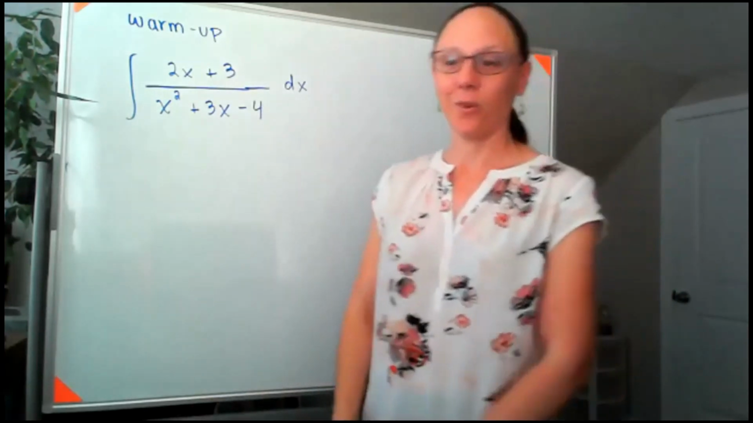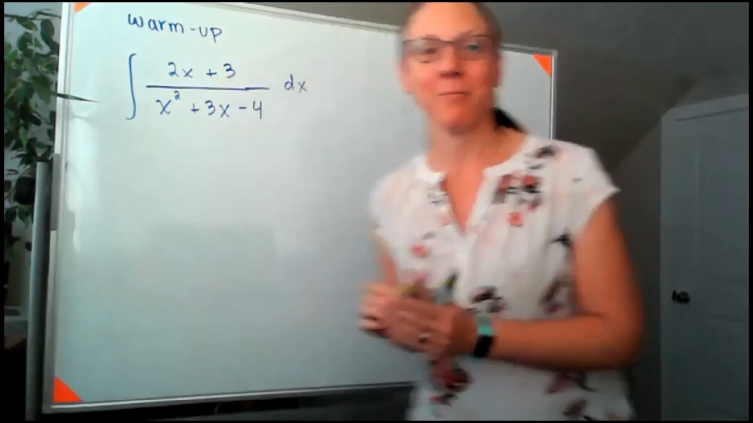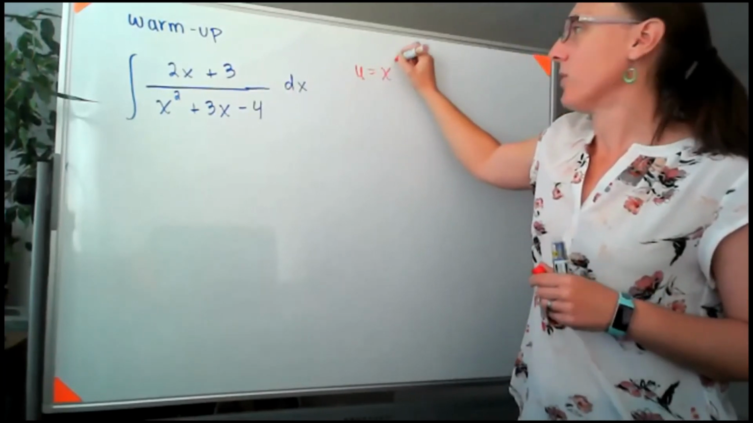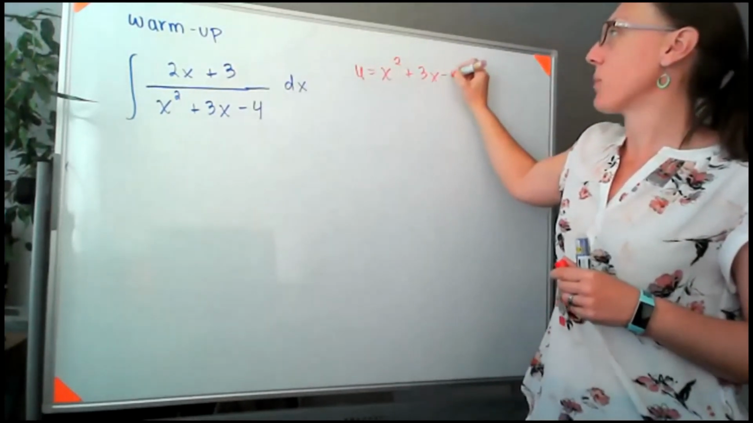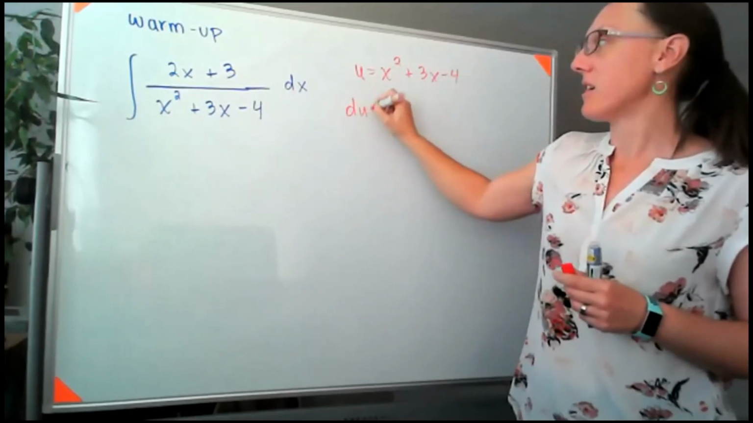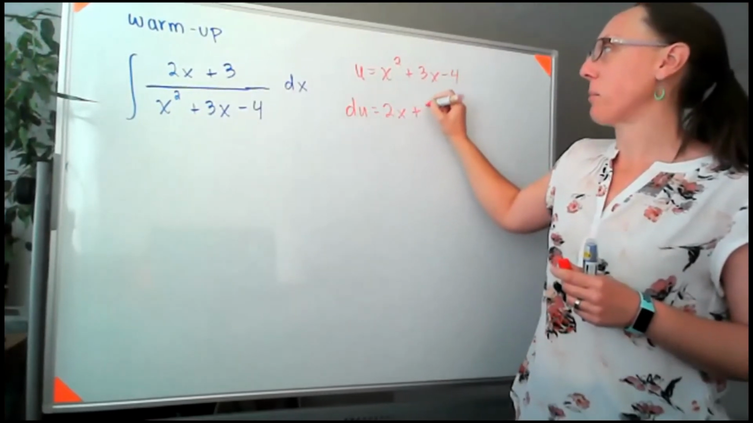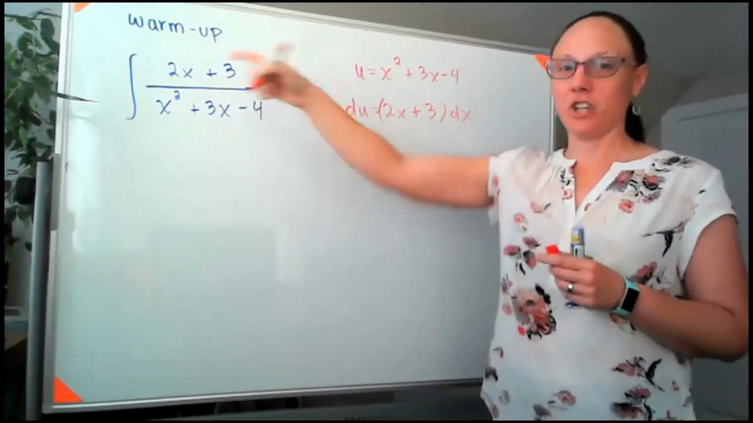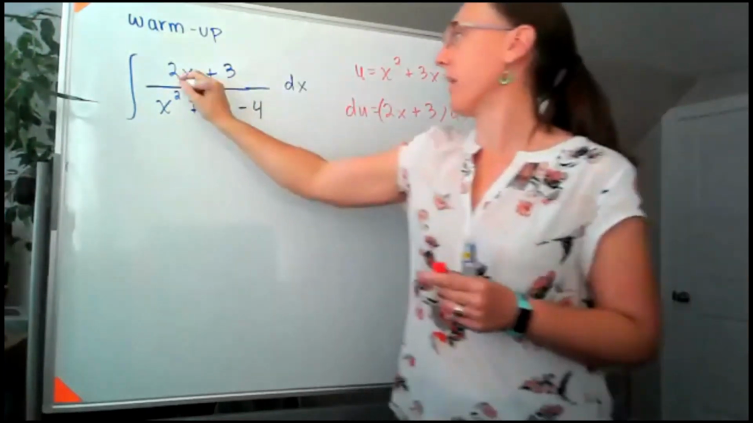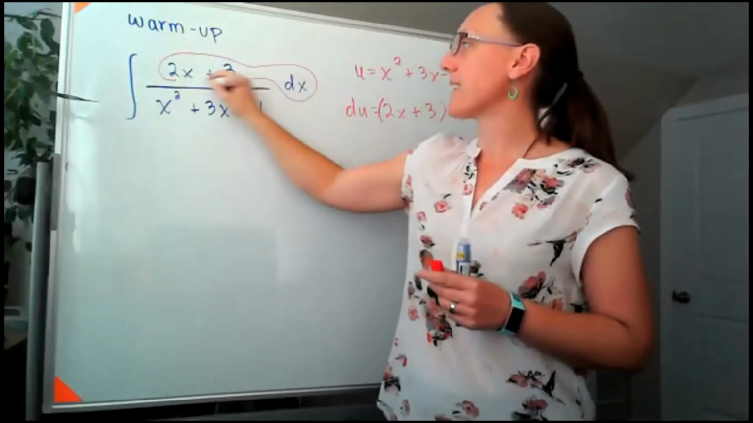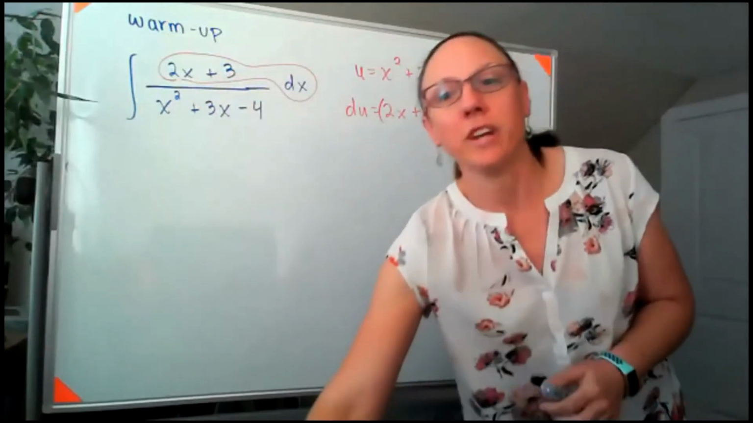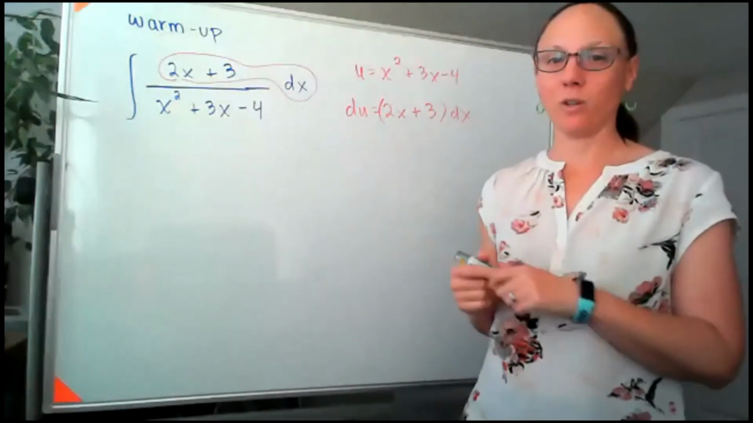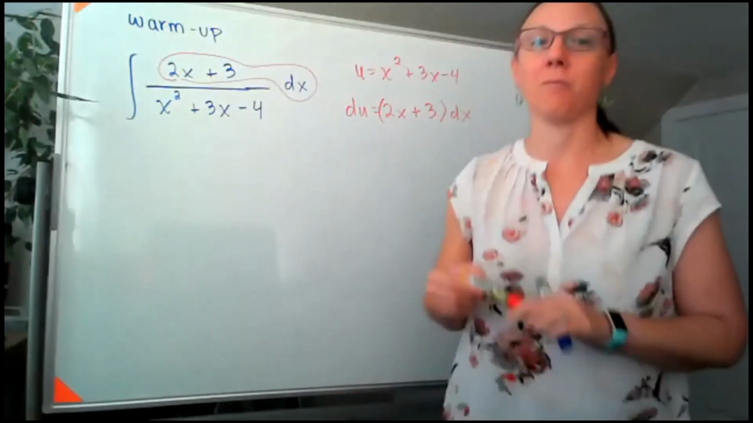is? So if I come off to the side and I let u equal x squared plus 3x minus 4, and my du is 2x plus 3 dx, which happens to be what I've got on top here. Now, if you did this as a partial fractions problem, we should actually get exactly the same answer in the end, but I'm going to go u sub because it's going to be faster.